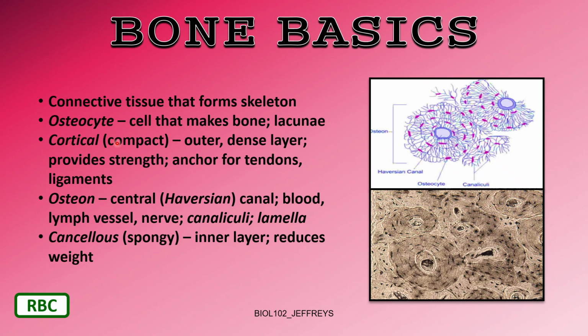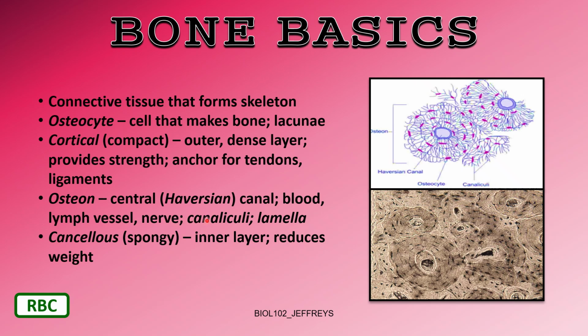Cortical bone, also known as compact bone, is the outer dense layer of bone that provides strength and an anchor for tendons and ligaments. Now, the osteon is the central canal in compact bone, also sometimes referred to as the Haversian canal, and it's the channel where blood vessels, artery and vein, lymph vessels, and nerves travel through to provide nutrients and also innervation to bone.